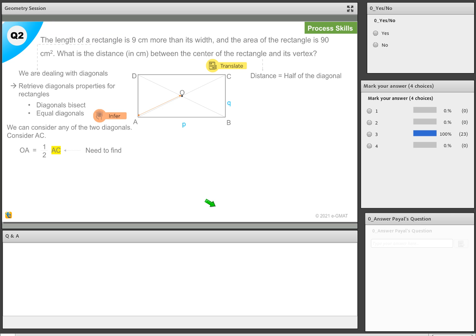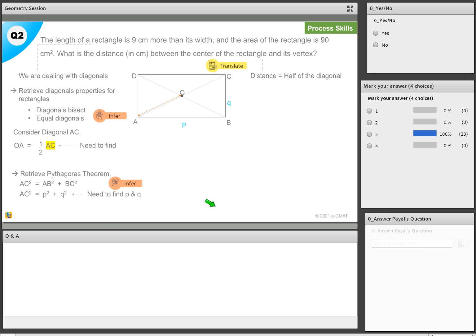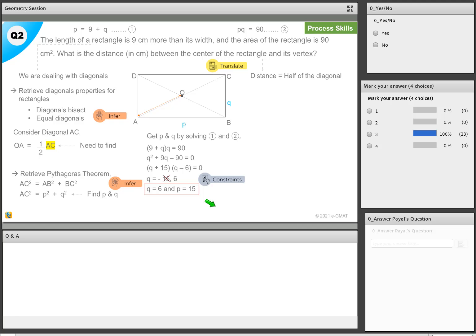So what we need to know is OA, and OA is equal to half of AC, and AC is what we need to find. Now we are going to retrieve our Pythagoras theorem and say that AC squared is equal to P squared plus Q squared. So what do we know about P and Q? P is equal to 9 plus Q and PQ is equal to 90. So we have two equations and we can solve both to find the value of Q.